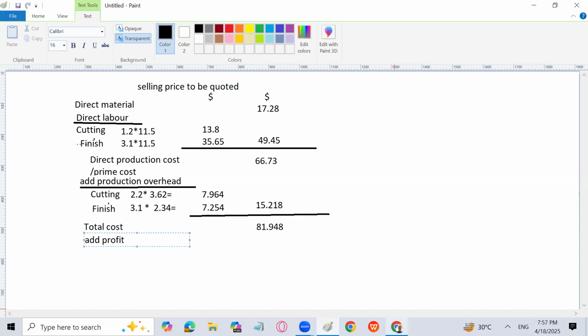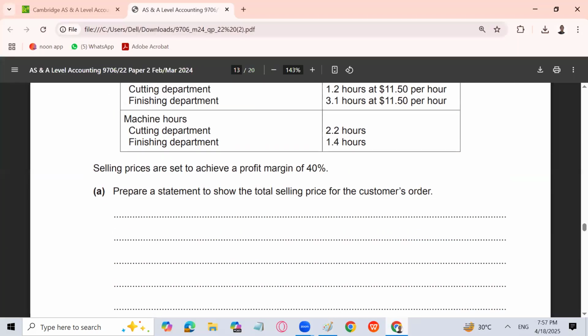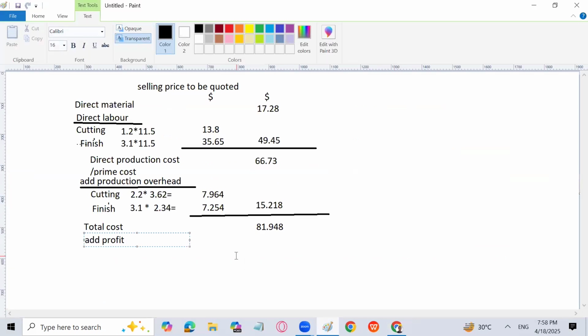So we'll add profit to the total cost. Selling price is set to achieve a profit margin of 40%. Margin is always calculated on selling price, but we have been given cost. So we have to convert the margin into markup. So 81.948, which is the cost, multiplied by percentage over 100 minus percentage, 40 over 100 minus 40, which is 40 over 60. Multiply it with 40 over 60 and you will get the profit.